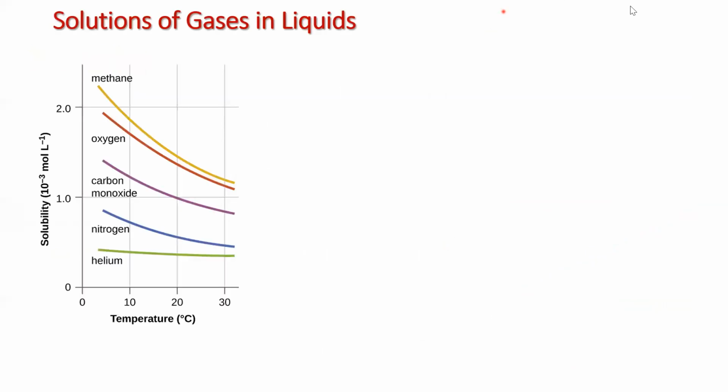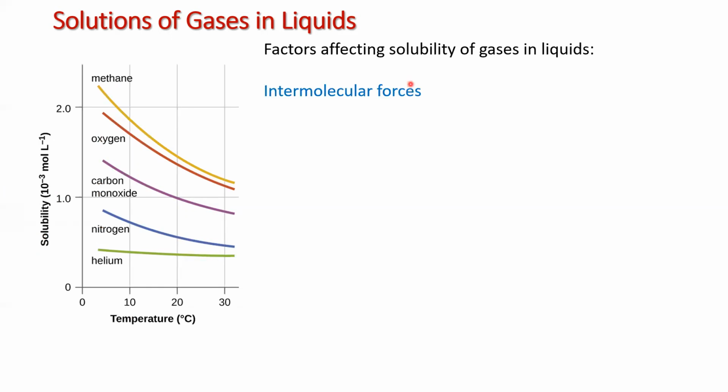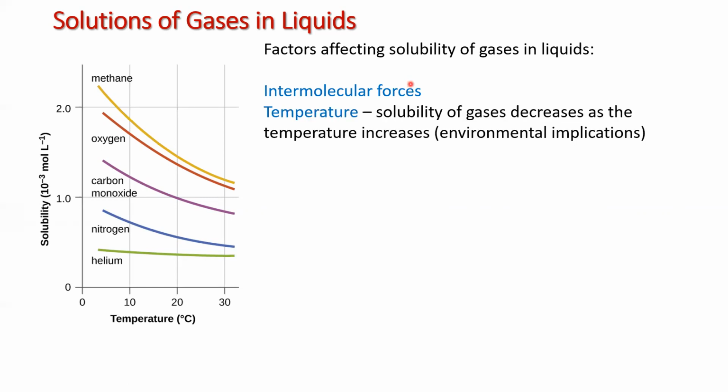So let's look at gases. Okay, so we have our solubility here. How much solute is dissolved in our solution? And we have our temperature here. And what we should notice is for gases, as the temperature goes up, the solubility goes down. It has to do with the intermolecular forces between the solute particles and the solvent particles. So the solubility of gases decreases as the temperature increases.